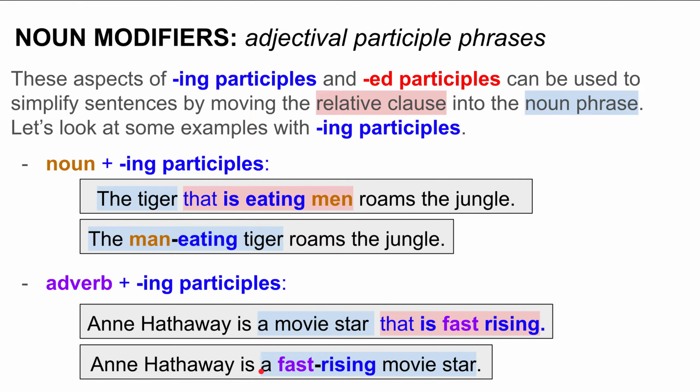Very quickly, something must be mentioned. Make sure that if you're moving an ing participle and using it as an adjective, it actually is moved to the noun that it's modifying. So here, fast rising modifies movie star, so I need to move fast rising and put it before movie star.